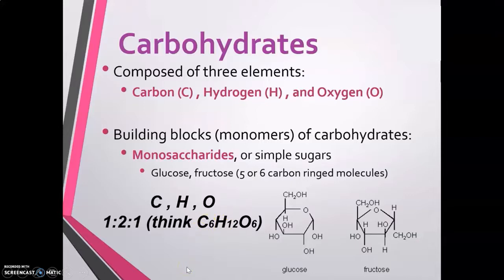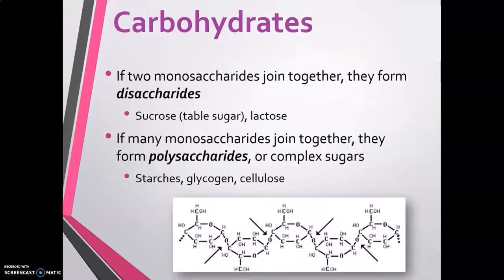The building block of a carbohydrate is a monosaccharide. Mono again means one, and saccharin means sweet. So literally one sweet. This is a simple sugar such as glucose, which you see here, a ring-like structure, or fructose, also a ring-like structure, but it's a 5-sided ring as opposed to a 6-sided ring.